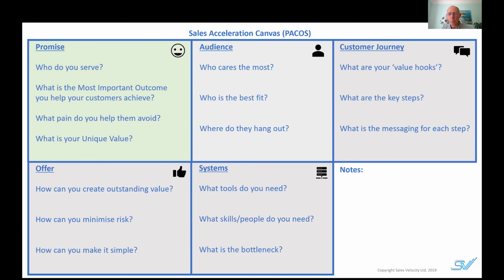Okay, you probably can help lots of people with your product or service. The thing you want to be thinking about is, who can we help the most? Who gets the most value out of the outcomes we help people to achieve? And what is the most important outcome?